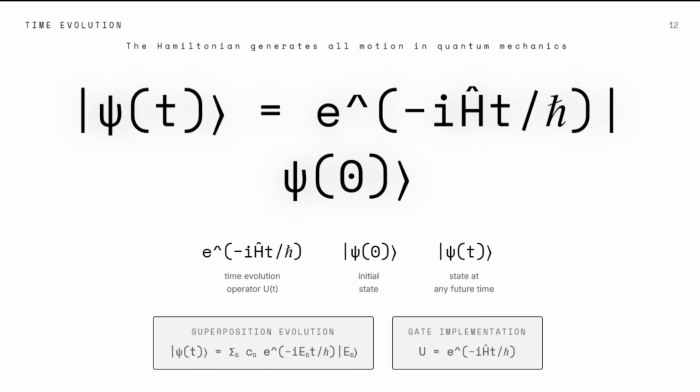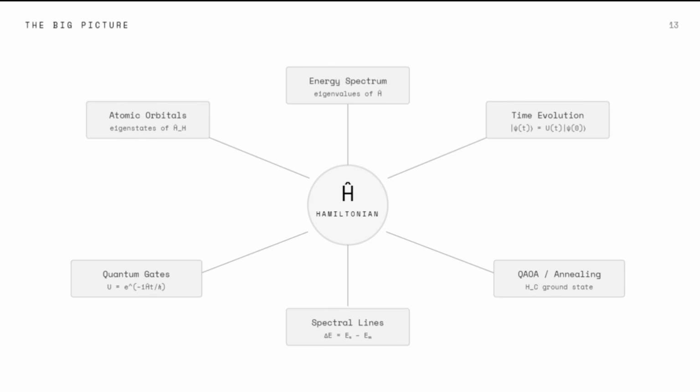Let's zoom all the way out. The Hamiltonian is not one equation among many in quantum mechanics. It's the central object. Everything else in the theory derives from it. The energy spectrum of any system, eigenvalues of H hat. The stable quantum states, eigenstates of H hat. The dynamics of quantum states, generated by H hat through the Schrödinger equation. The quantum gates in a quantum computer, exponentials of H hat. The atomic orbitals of every element, eigenstates of the respective H hats. The spectral lines of light emitted by atoms, differences between eigenvalues of H hat. The ground state of every material, the lowest eigenstate of that material's H hat.